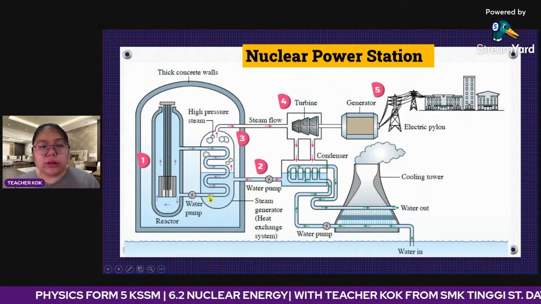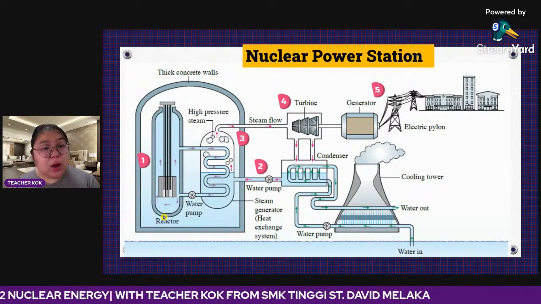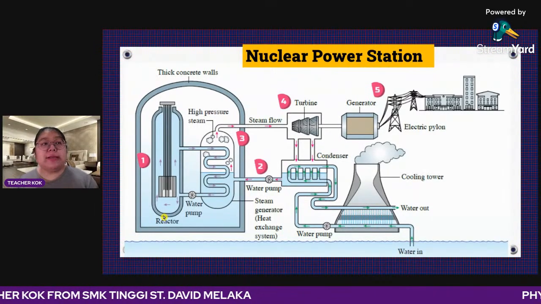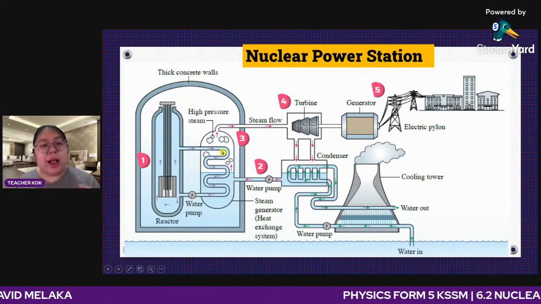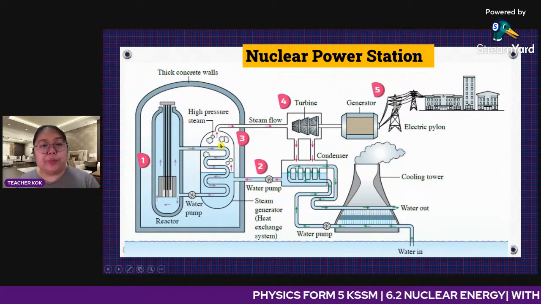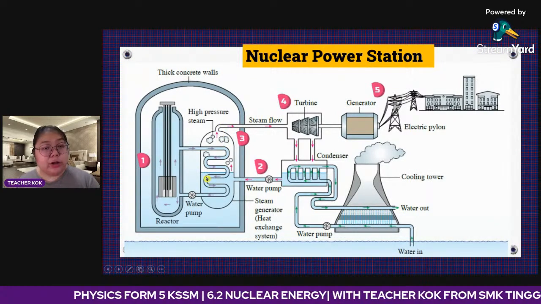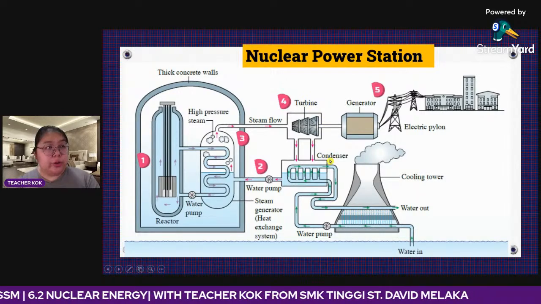The water going into the reactor must be cool water because they want to absorb the heat. If it's hot water, then how can it absorb the heat? So normally it's cool water. They want to cool down the reactor. But later the reactor will produce high pressure steam, because it has heated up already. Then after that, this process will be repeated.